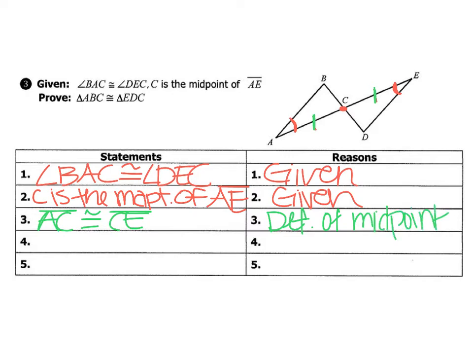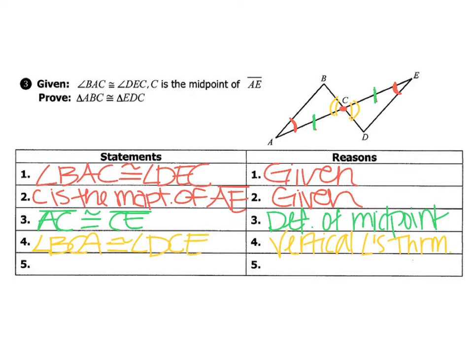All right. Then, just by looking at our diagram, we know that we have some vertical angles here. So we can say that this angle is congruent to this angle because they are vertical angles. So by the vertical angles theorem, let's say that angle BCA is congruent to angle DCE because they're vertical angles. All right, or the vertical angles theorem.